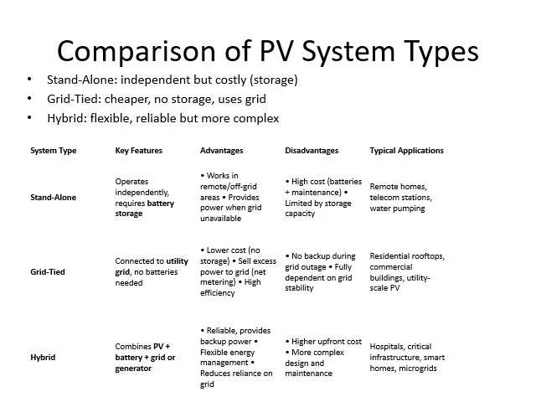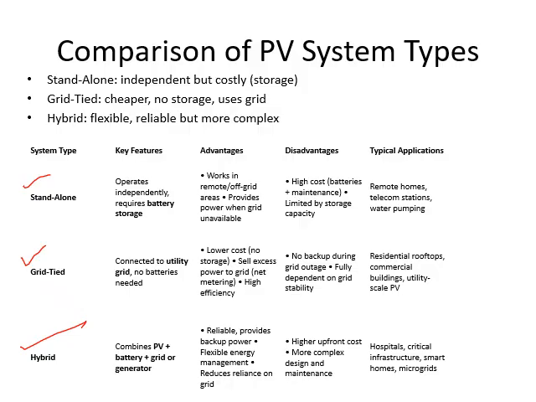Now it's a brief comparison between these three types that we have learned: standalone, grid-tied, and hybrid. So the standalone will operate independently and it will require battery storage. So the advantage is like you run your own system. Okay, you can run your own system, and as long as there is sunlight, you can run your system. So it's an excellent choice for areas where there is no central grid available.